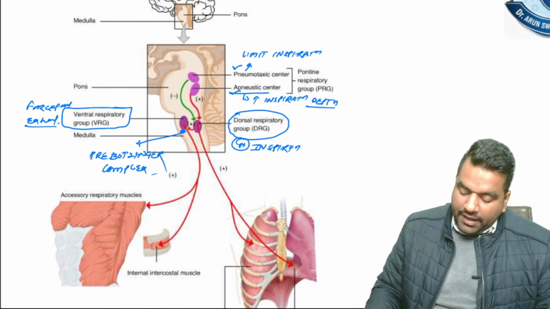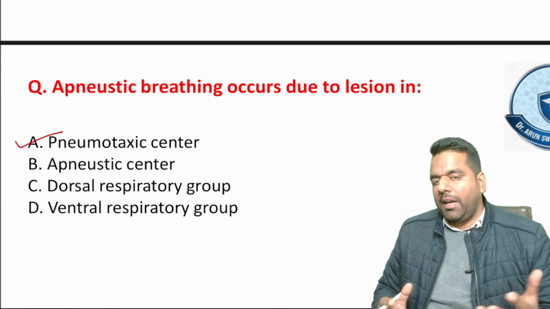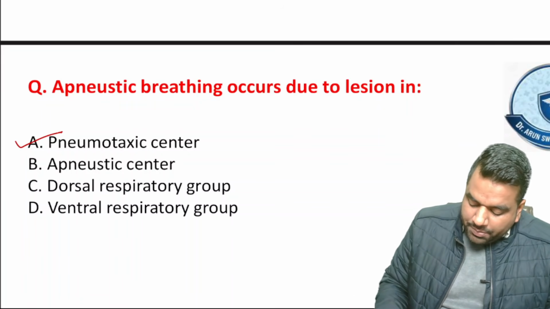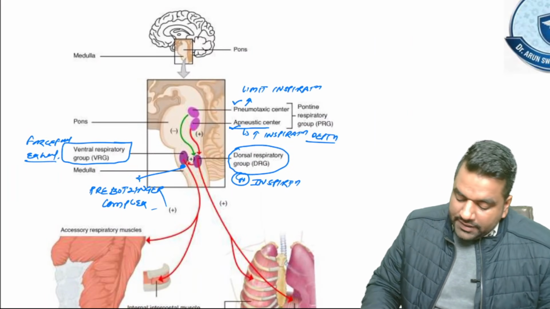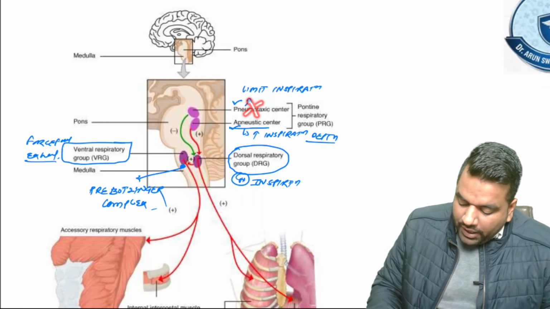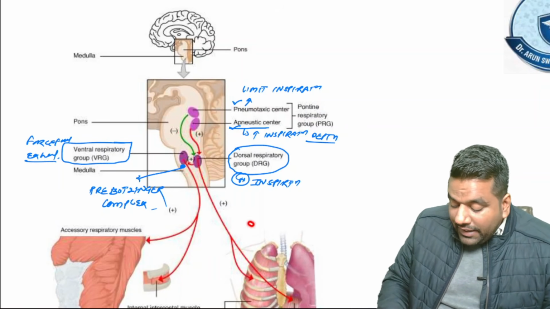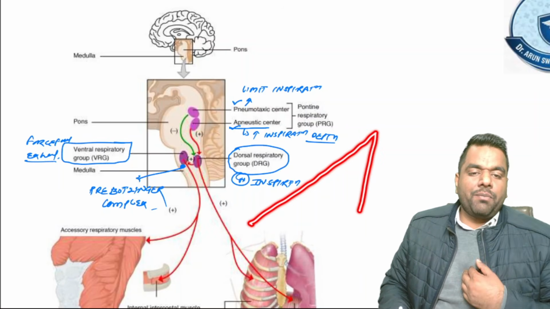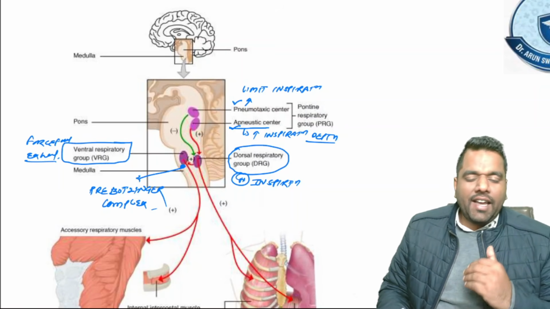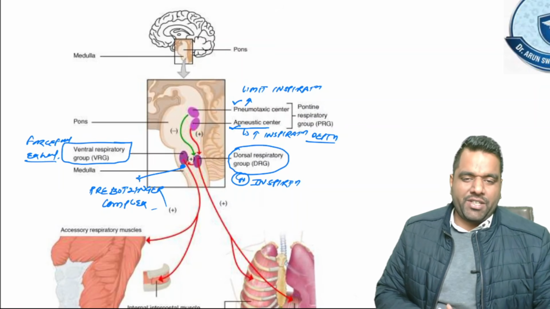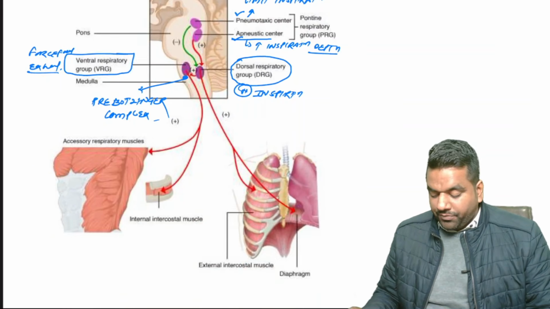Now the question is saying that apneustic breathing occurs due to a lesion in this area. Guys, in apneustic breathing, as I already told you, the inspiration is prolonged and expiration is shortened. Why? Because the brake is lost. So the apneustic center and the DRG are overactivating, leading to increased inspiration. But there is something we call the J receptor, which gives the Hering-Breuer reflex, and this Hering-Breuer reflex limits the inspiration. So this is how apneustic breathing can be seen.